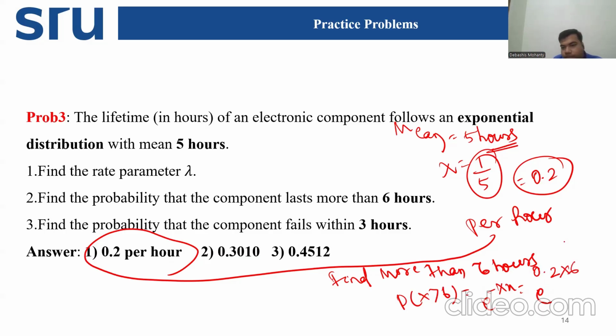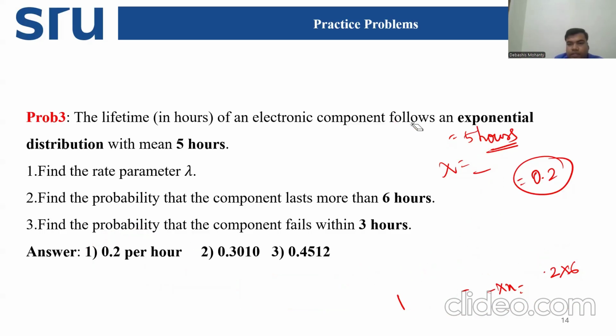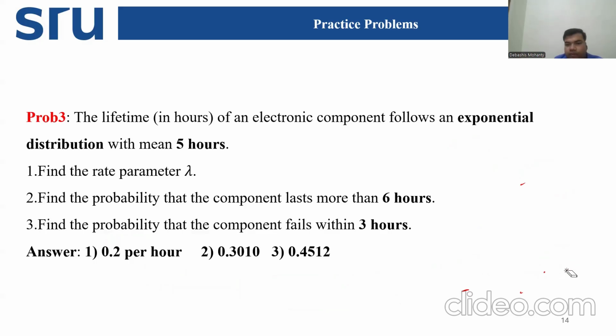0.2 into 6. So this value is e to the power minus 0.2 into 6, which is 0.3010. Then the last question. The last question is asking: find the probability that the component fails within 3 hours. Within 3 hours means the probability of x less than or equal to 3.